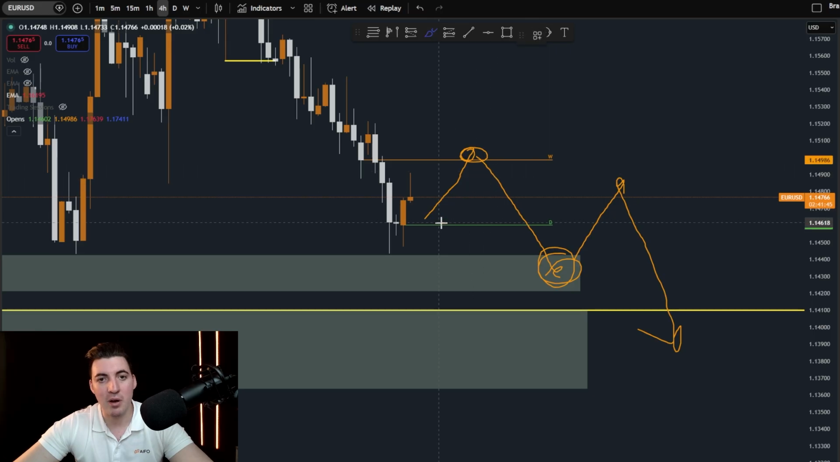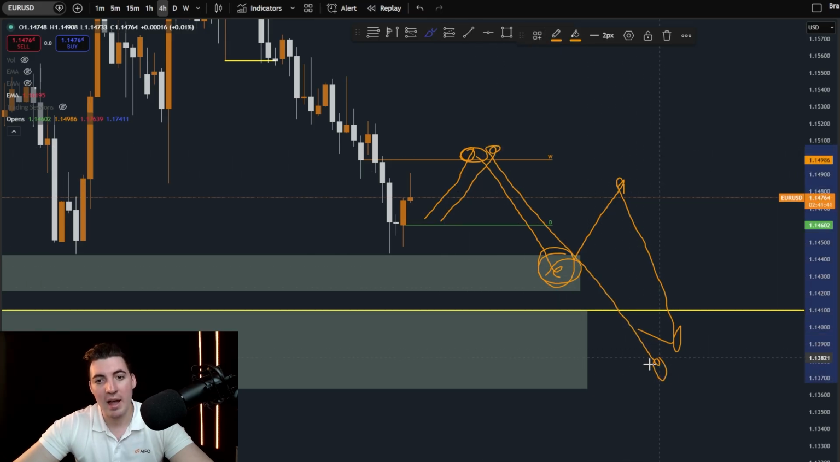So if the price comes up and then pushes itself down and no reaction happens here, then this is likely your next target, where you want to wait and take a look at what price action does when it enters into that zone.